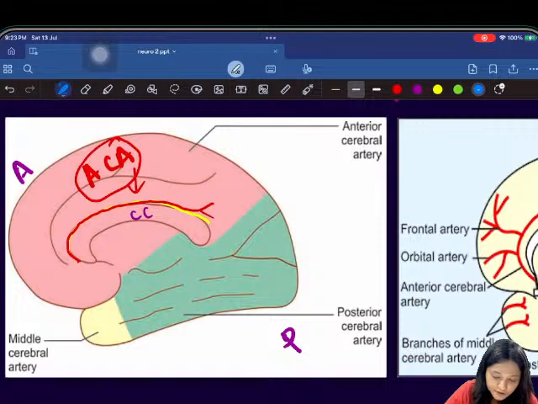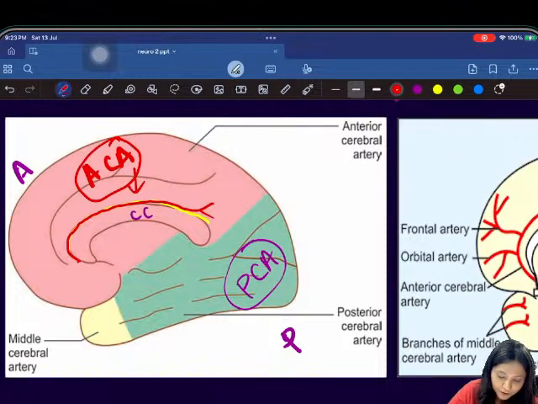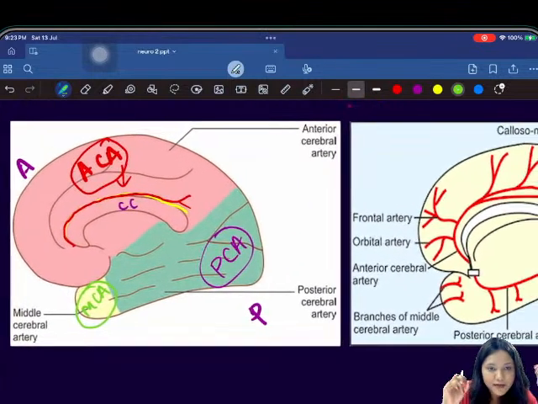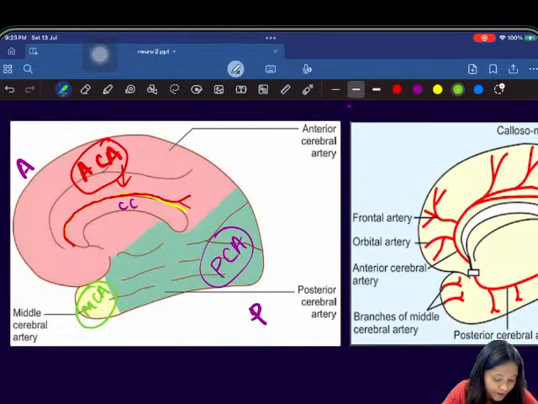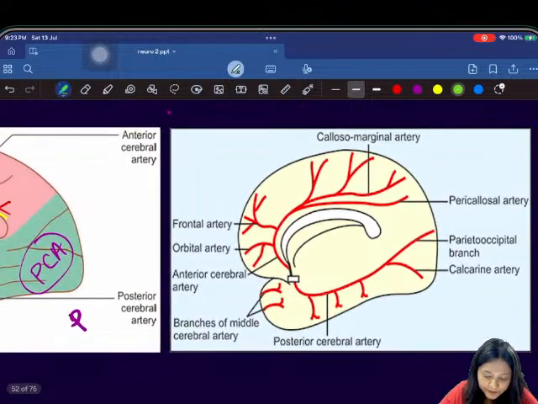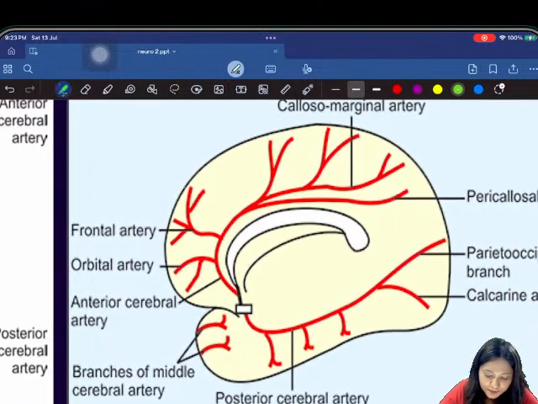The posterior part is supplied by again PCA, and the temporal part is supplied by your MCA. Okay, only the temporal lobe, only around 5% is supplied by the middle cerebral artery. Baki medially the entire part is supplied by ACA, and posteriorly it is by PCA, and only the temporal part is supplied by MCA. So you can see here. Okay, and you can see this branch, the pericallosal branch. This is a branch of your anterior cerebral artery.